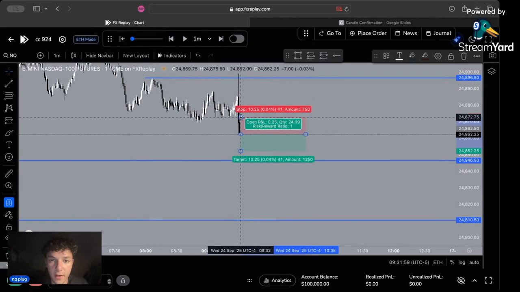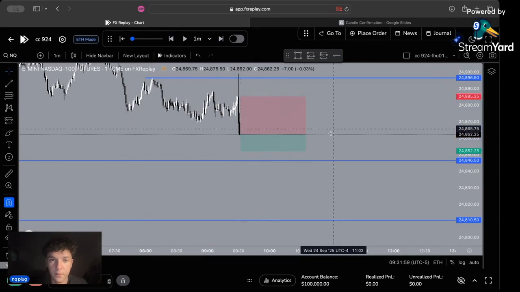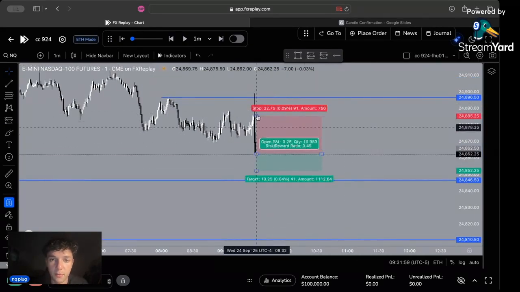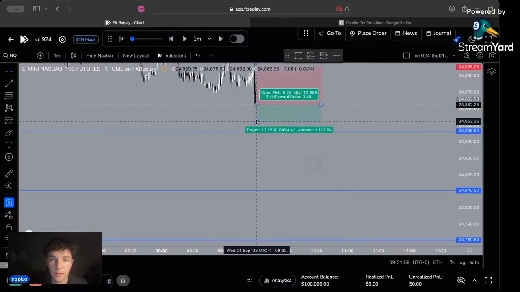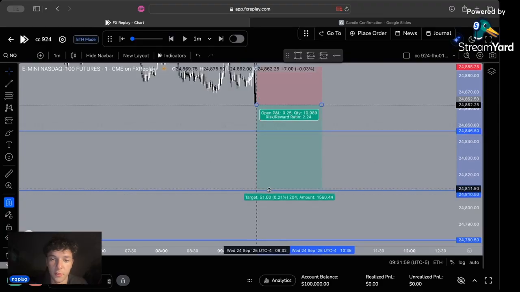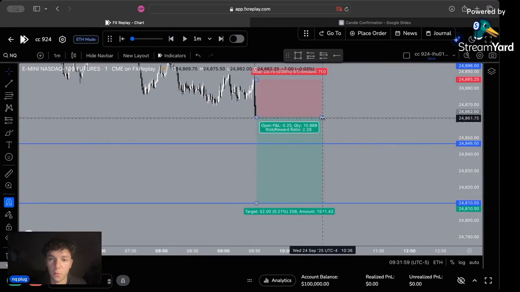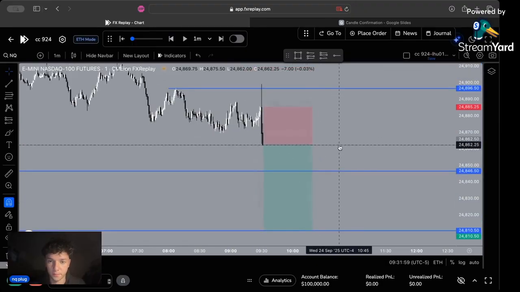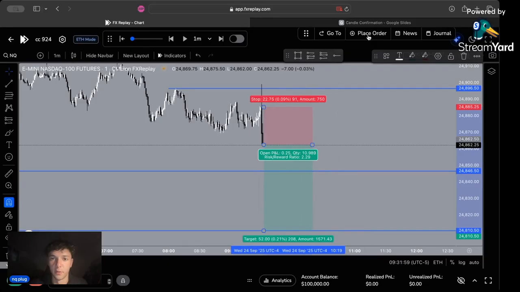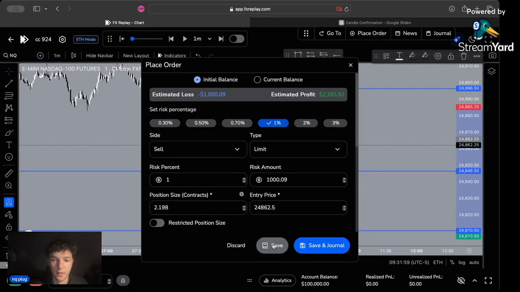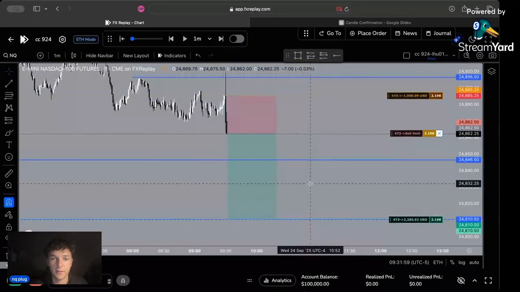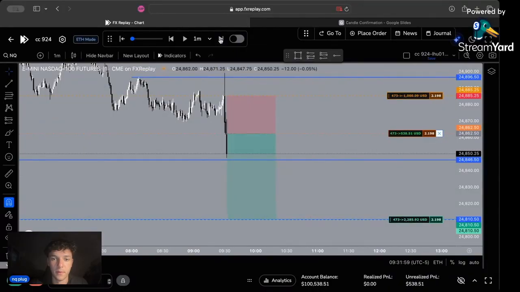Let's see how this would play out. So we'll have our stop above the body of that first candle, and we'll take profit. Obviously not here, because that's less than a 1-to-1. So we'll just take profit at Asia lows right here. Perfect. We got a 1 to 2.29 R, and that's all we need. So let's place this order. Save. Let's see how it plays out.